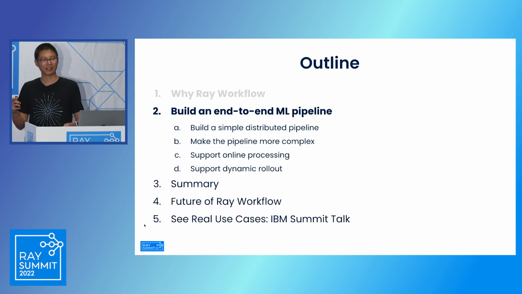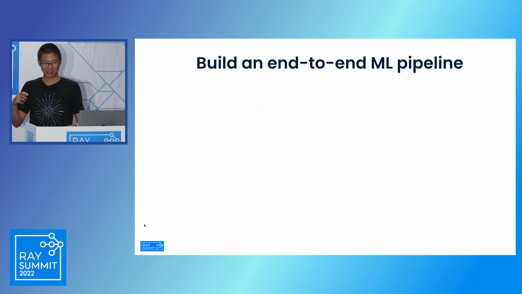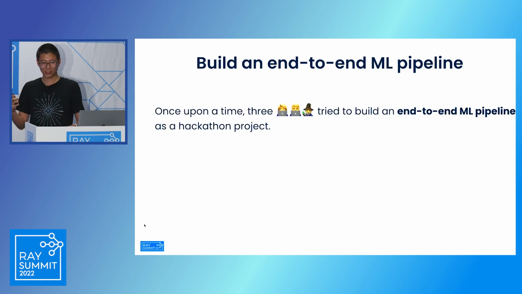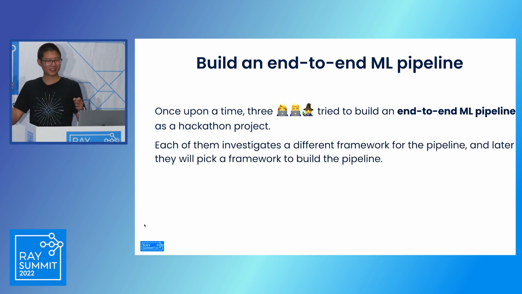In this example we'll build an end-to-end ML pipeline with a story. The plot of the story is very simple. Once upon a time, three engineers try to build an end-to-end ML pipeline as a hackathon project. They want to do that quickly, and it's a prototype. Each of these engineers would investigate a different framework for the pipeline, and later they will pick a single framework to build the actual pipeline.